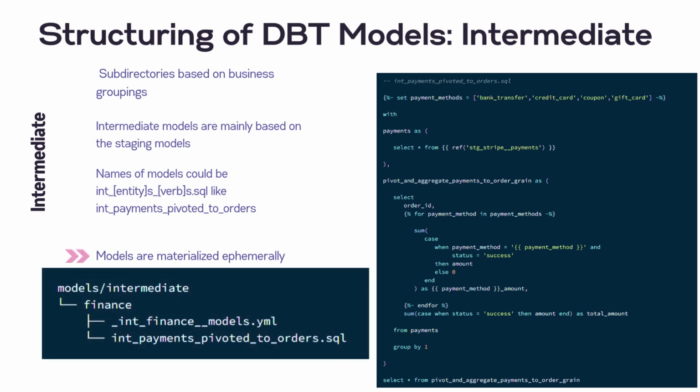Materialized ephemerally. Intermediate models are often materialized ephemerally. This means they exist only during query execution and are not stored in the warehouse, reducing storage costs and ensuring that transformations are as lightweight as possible.